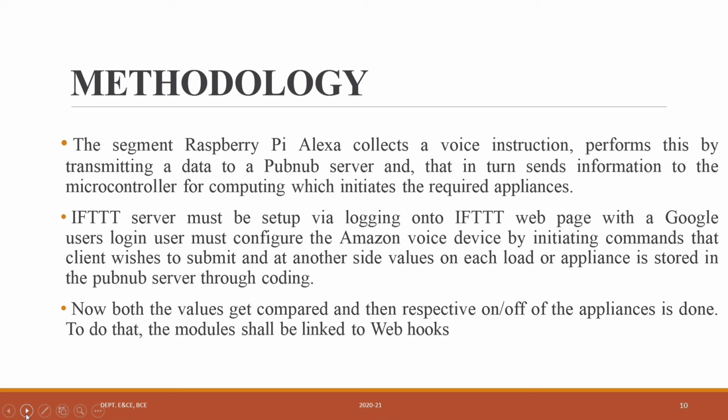The user should configure the Amazon Voice Service by initiating the commands, and the clients who wish to add other sites for each load or appliance are stored in the PubNub server through coding. Then afterwards, the values in PubNub server and IFTTT server get compared, and respective of on and off, which is given by the speech collected by Raspberry Pi, the action is done. To that, the modules of IFTTT server are linked to the webhooks.